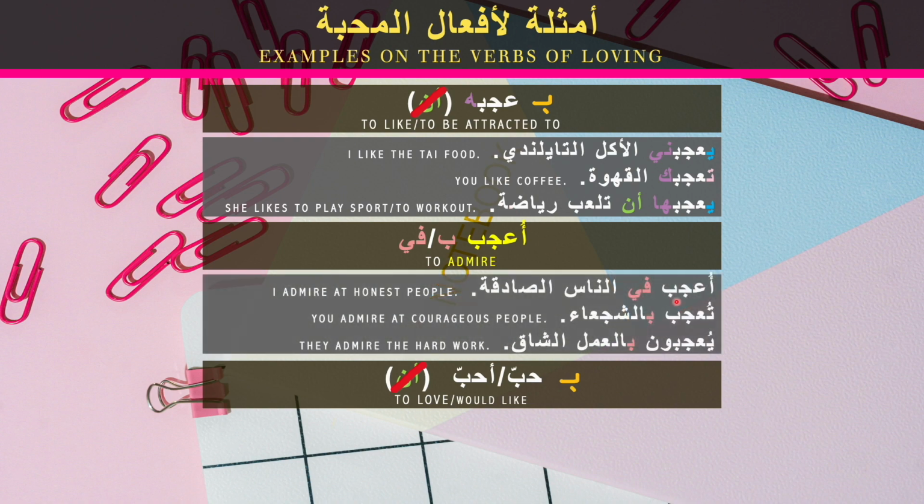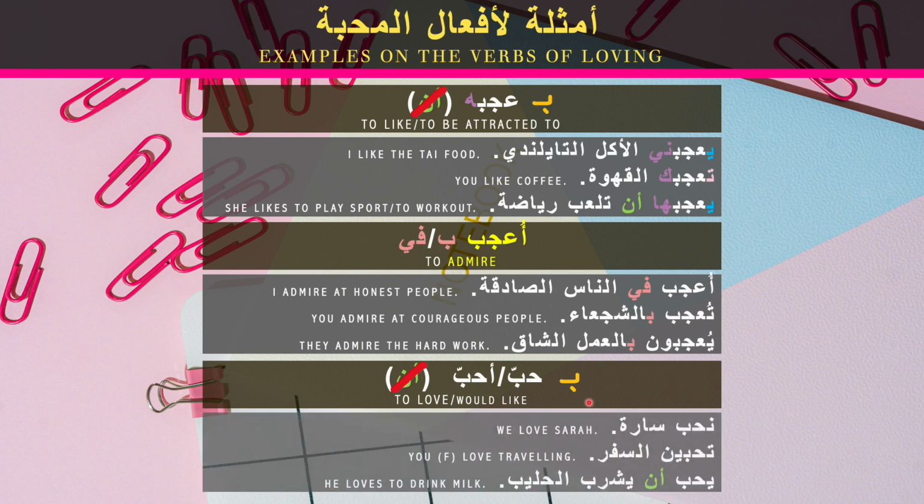The next verb, أعجب في الناس الصادقة. I admire honest people. تعجب بالشجعاء. You admire courageous people. يعجبون بالعمل الشاق. They admire the hard work. Then, to love, نحب سارة. We love Sarah. تحبين السفر. You, as a feminine singular, love traveling. يحب أن يشرب الحليب. He loves to drink milk.